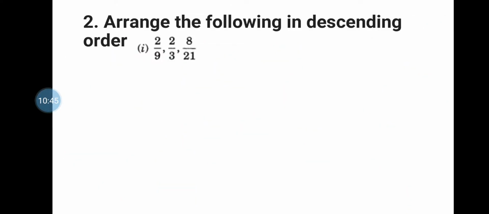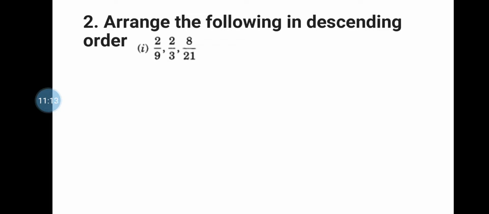Next problem, arrange the following in descending order. So three fractions are given. We need to arrange these fractions in descending order. So descending order means decreasing order. We have to write it. So if you see these fractions, all the denominators are different. So we need to bring a common, same denominator. Then only we can compare and arrange them.